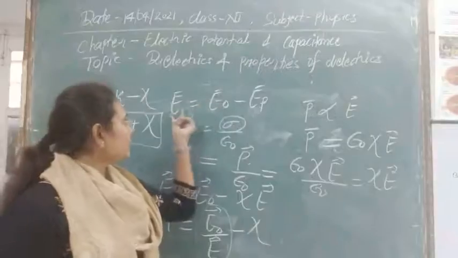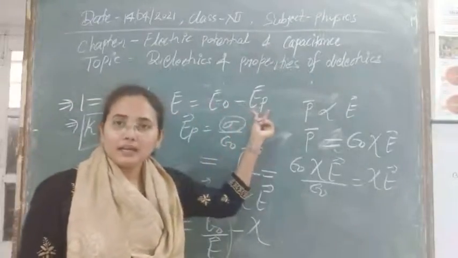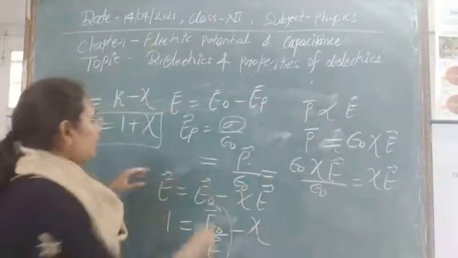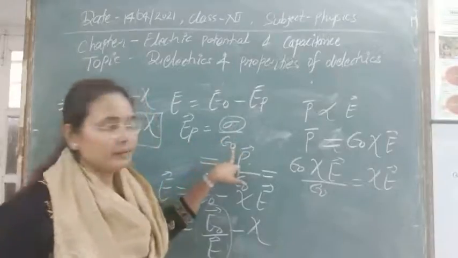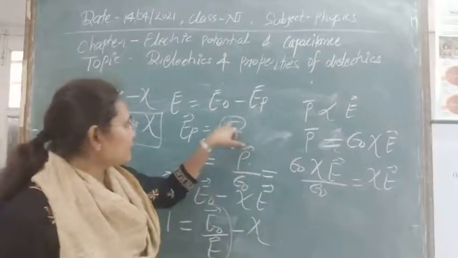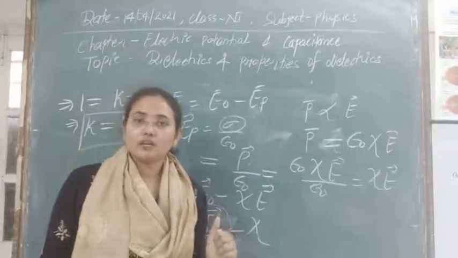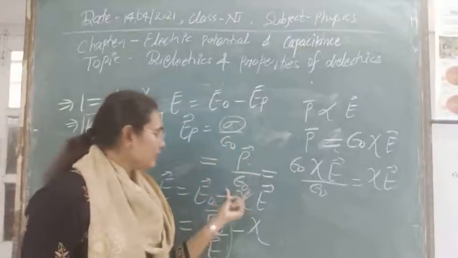So we can write the net electric field E, that is equal to the external electric field minus the internal electric field, or induced electric field, inside the dielectric. Now as we know, the induced electric field has a value equal to sigma upon epsilon 0. As we have just proved, the polarization density is equal to the charge density. So in the place of sigma we can use P here.